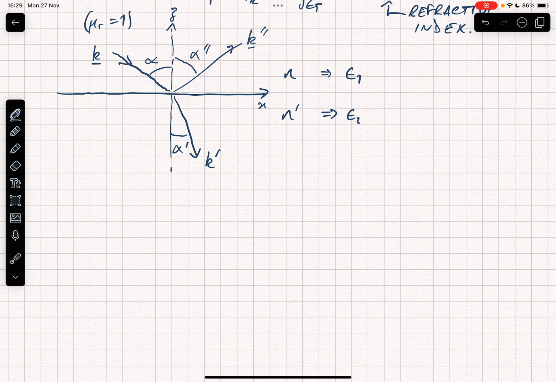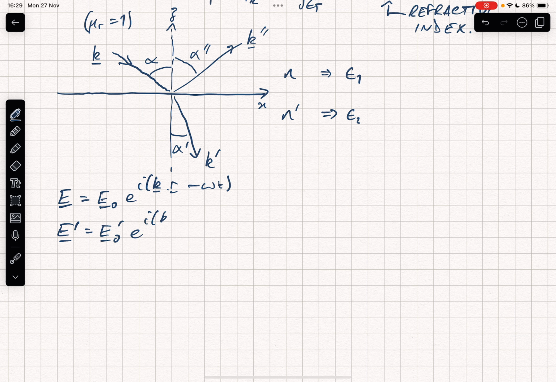If we are being completely general, we would assume that the electric fields, those three waves, are as follows. So E is equal to E0 e to the i (k dot r minus omega t). E prime, that's the refracted ray, is E0 prime e to the i (k prime dot r minus omega t), and E double prime is equal to E0 double prime e to the i (k double prime dot r minus omega t). Now, we've made an assumption already, which is that there are common frequencies, common omegas.